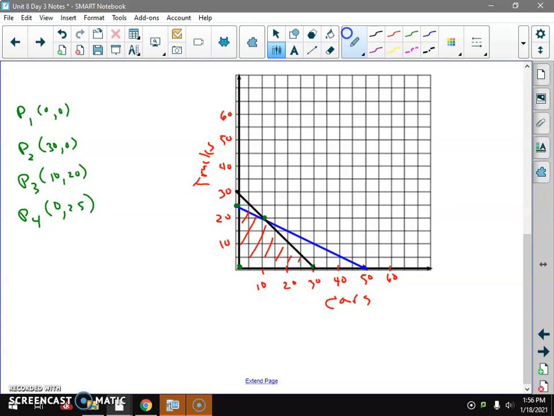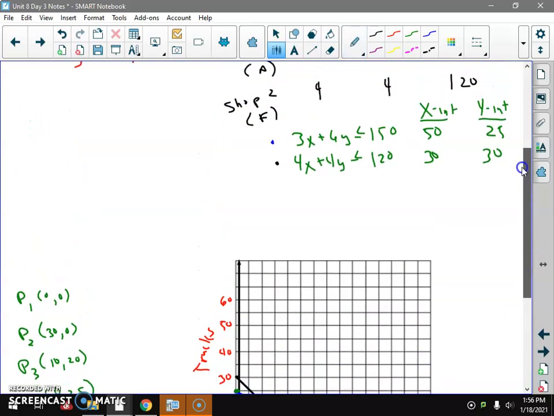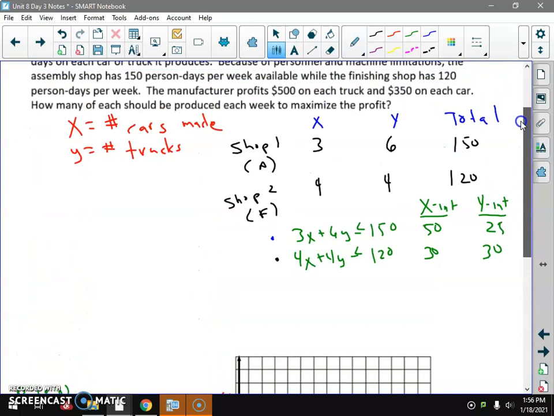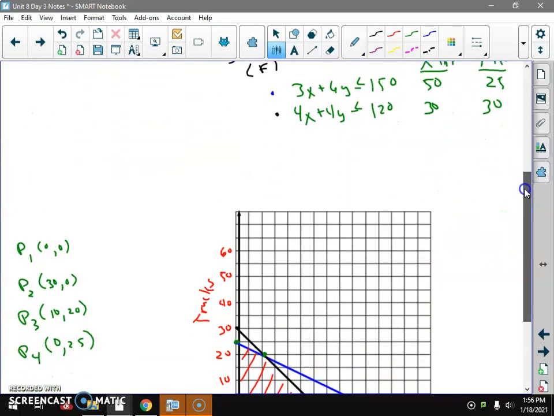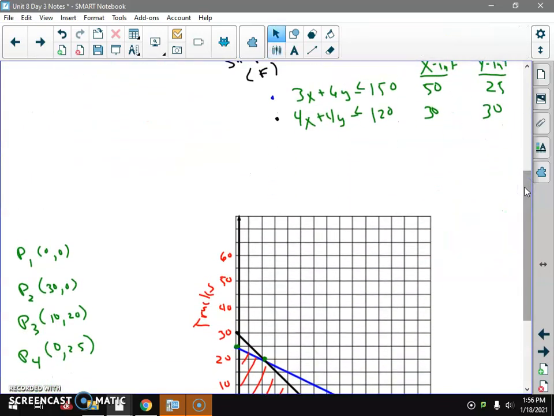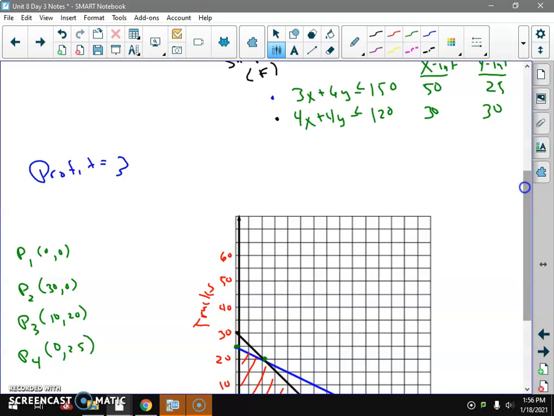And let's go back to our question. What are we looking to do? We're looking to maximize profit. So we need an objective function, profit. Profit equals 350 on a car and 500 on a truck.